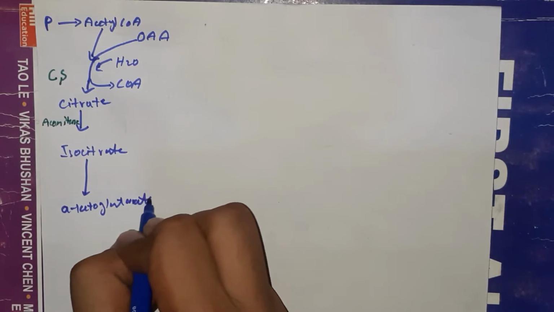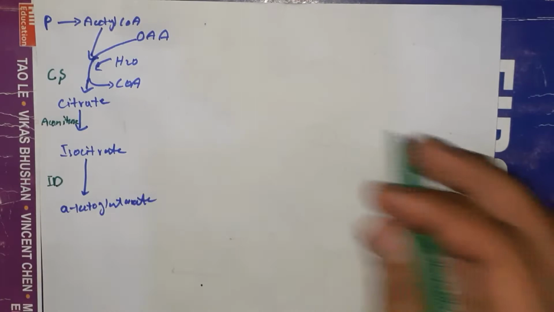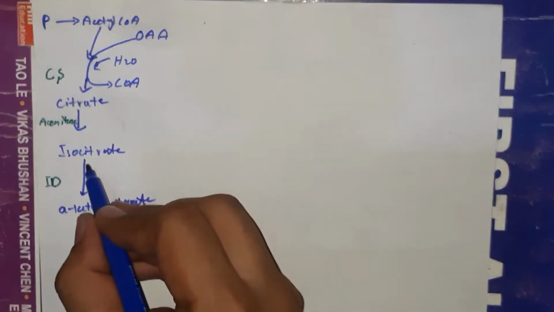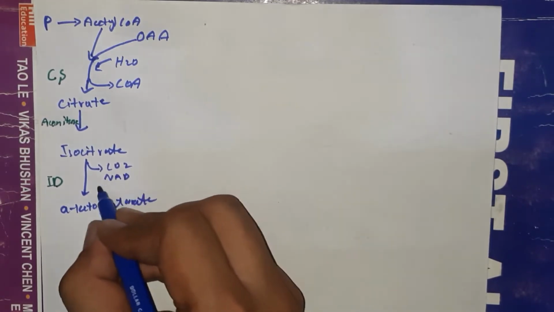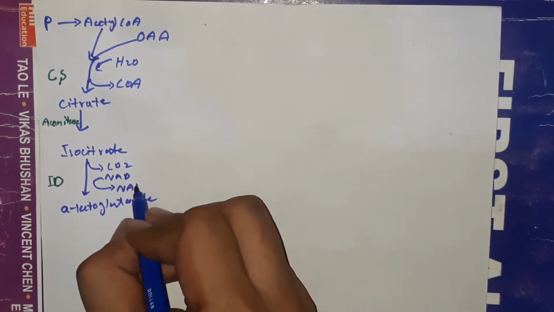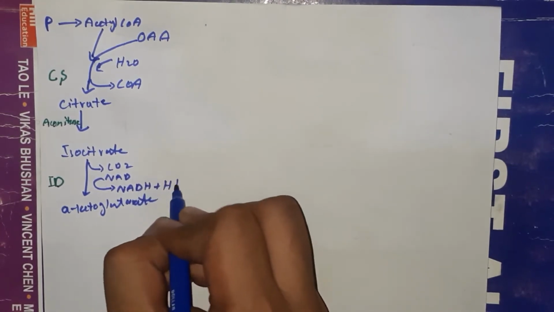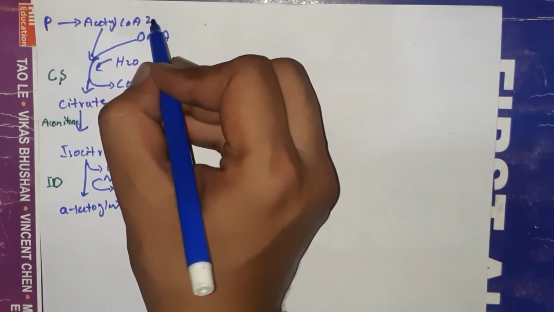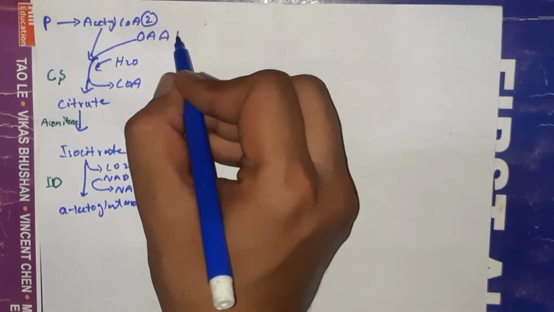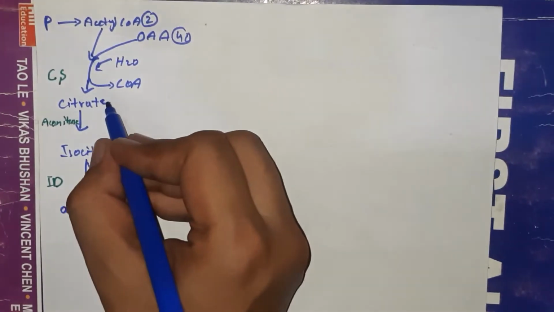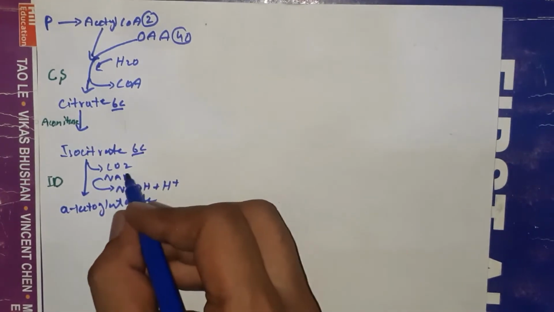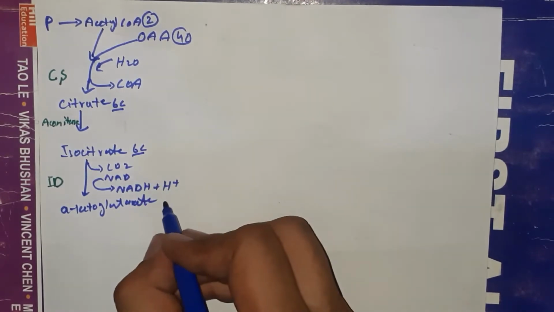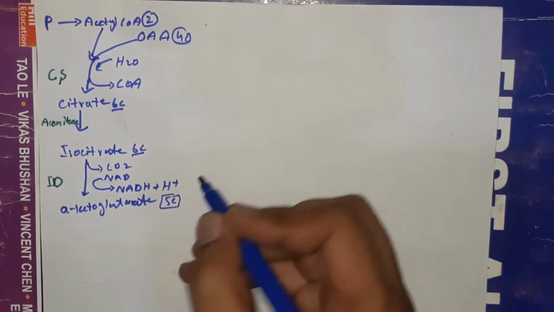Isocitrate gets converted into alpha ketoglutarate, and this conversion is catalyzed by enzyme isocitrate dehydrogenase. In this reaction one carbon dioxide is released, and one NAD comes and gets converted into NADH plus H. So acetyl CoA was a 2-carbon compound, and oxaloacetate was a 4-carbon compound, and citrate was formed, which was a 6-carbon compound. Isocitrate was also a 6-carbon compound, but here one carbon dioxide is released, so alpha ketoglutarate is a 5-carbon compound.